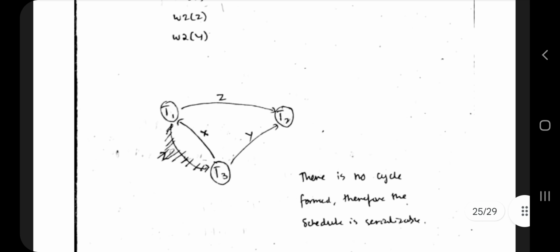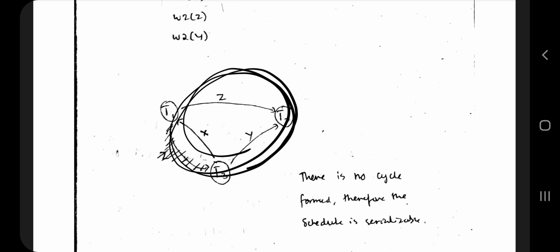So if we find a cycle, it is not serializable. If there is a loop or something, we cannot serialize it. Okay, remember this point: if we find a cycle, we cannot serialize it. If there is no cycle, then only it is serializable.